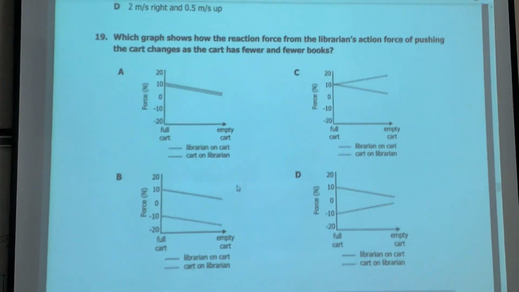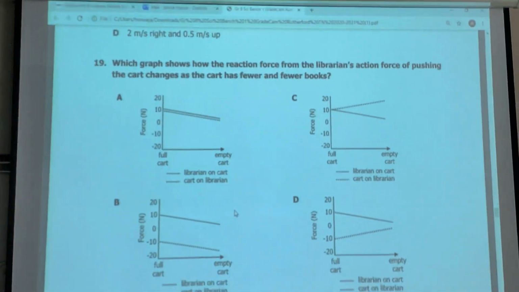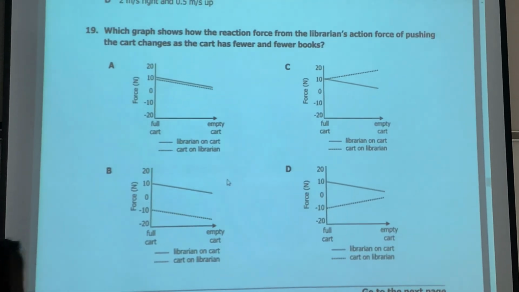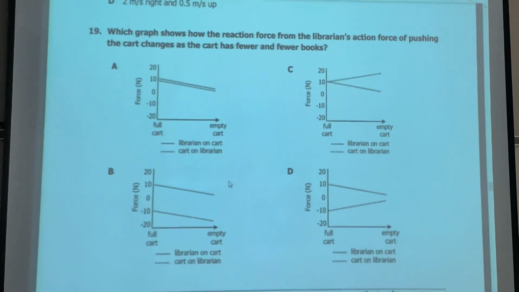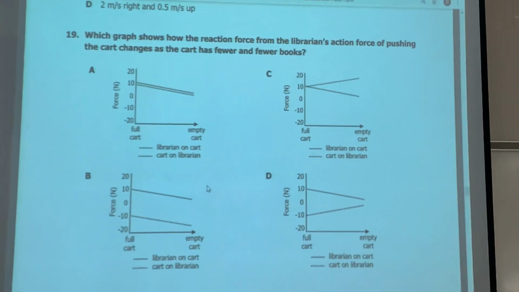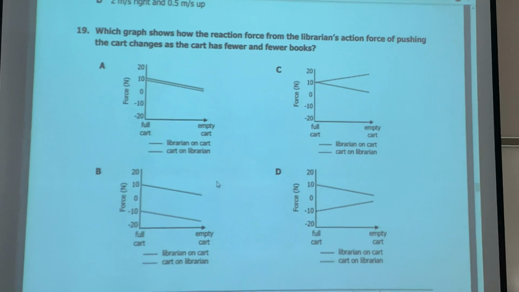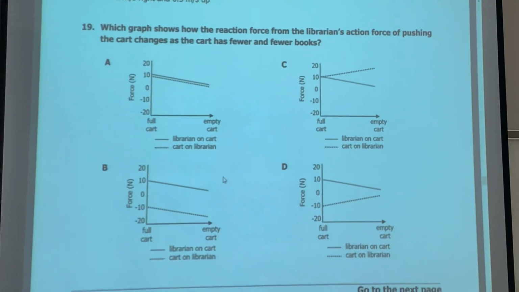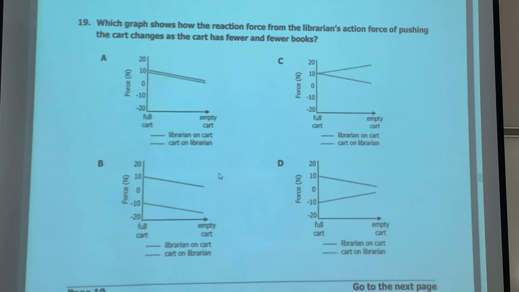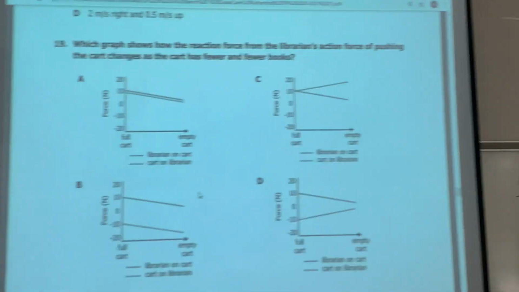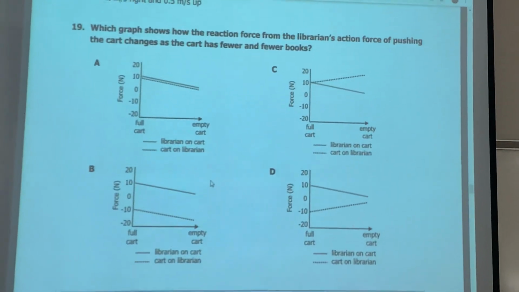All right. Number 19. It's a little complicated, so I'm going to explain it the best that I can. Now we're going back up to where it talks about the librarian and the cart. It asks which graph shows how the reaction force from the librarian's action force of pushing the cart changes as the cart has fewer and fewer books.